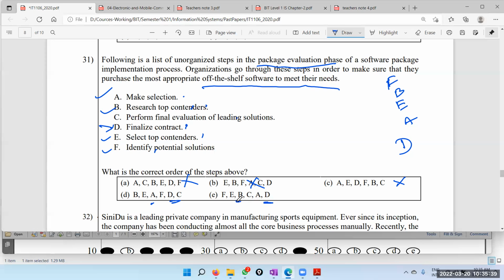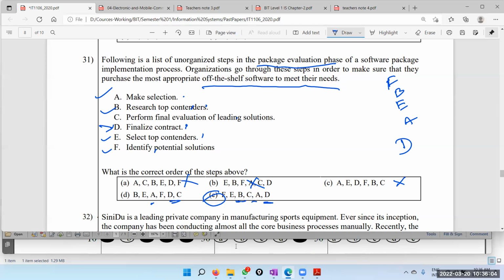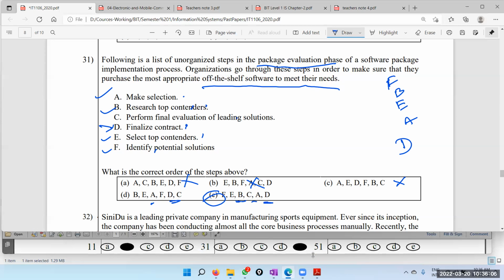F identify potential solutions, select top contenders, research top contenders. C perform final evaluation of leading solutions. A make a selections. D finalize contract. So therefore I will go for E. Question 31. Yes, E. Okay. So it's very fuzzy.